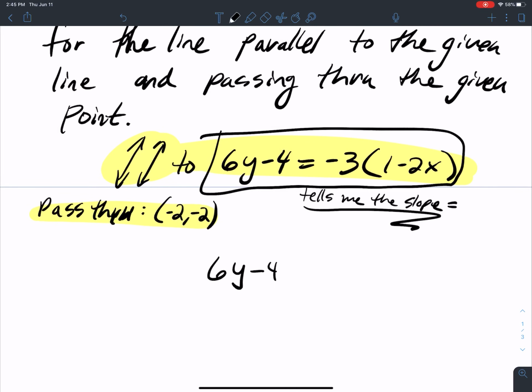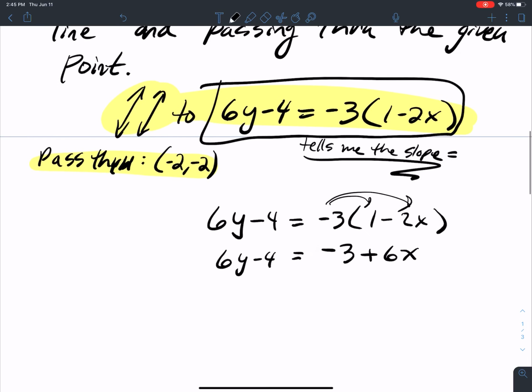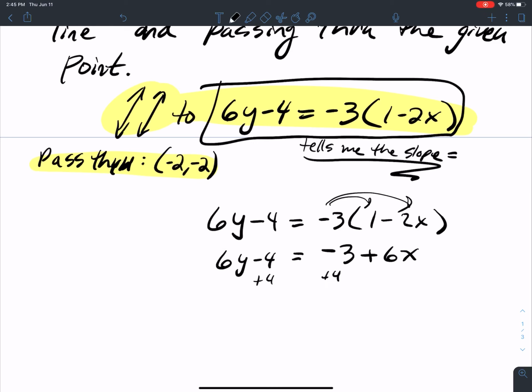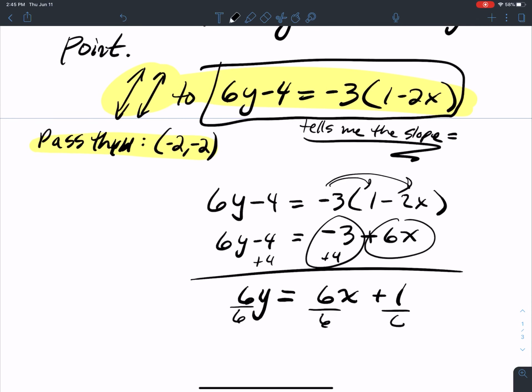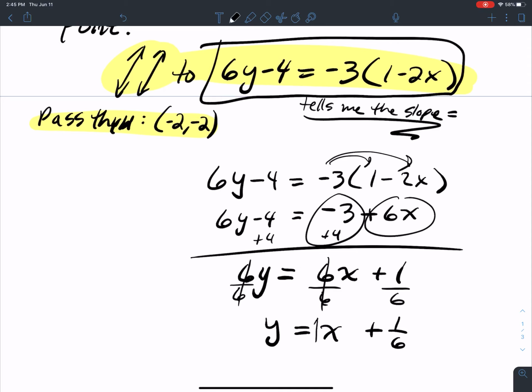So 6y - 4 = -3(1 - 2x). Distribute the -3, I get -3 + 6x = 6y - 4. All right, I'm going to add 4. So what do I have? I have 6y = 6x + 1. Divide everything by 6. And so I have y = x + 1/6. Okay. So what's going to happen now? I know my slope. My slope is equal to 1. So my m is equal to 1. And I want it to pass through the point (-2, -2).